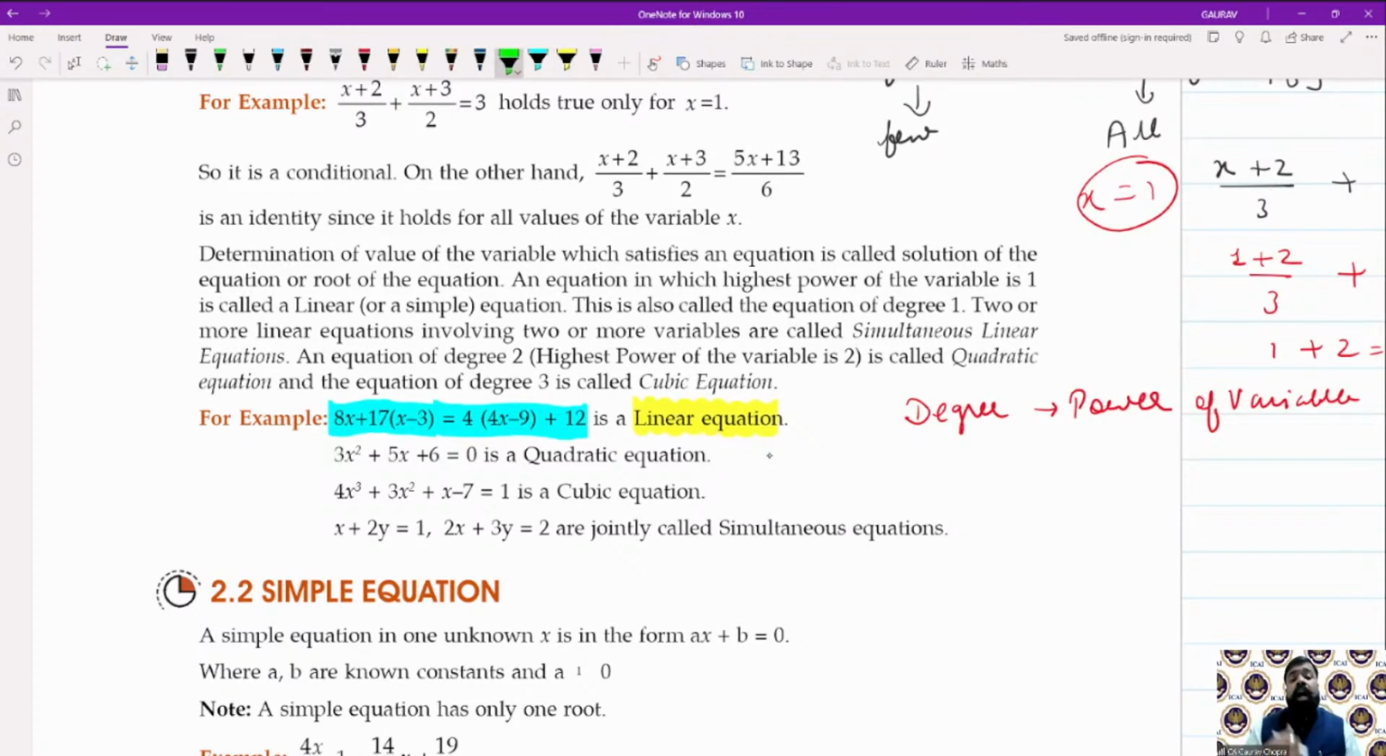Whereas if the highest power is 2, such as 3x square plus 5x plus 6 equal to 0, the x is having the power 2. The highest power is 2, so it is known as a quadratic equation.